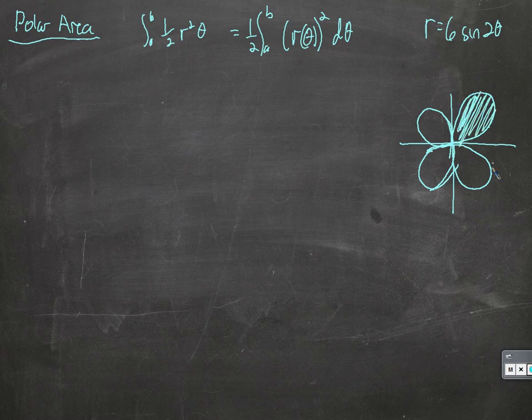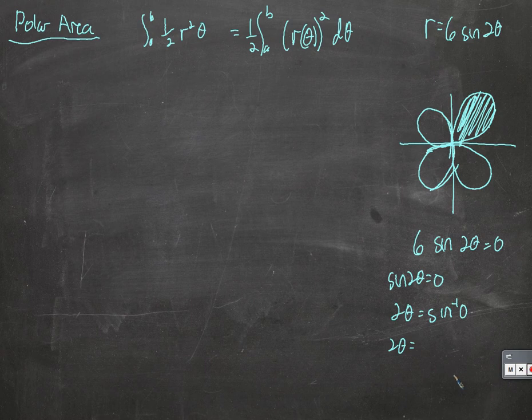Then we want to find the area of this petal right here, and we can see that it happens between 0 and pi over 2, or we can ask, when will this function, which gives me r, give me an r of 0, and find all the places where that happens. So I just solve for theta. Okay, sine of 2 theta equals 0 when I divide by 6. 2 theta equals the inverse sine of 0. So when is the sine 0? At 0, at pi, at 2 pi, at 3 pi, 4 pi, 5 pi, 6 pi, any multiple of pi, right? Then we divide by 2, theta is equal to n pi over 2. Let me rewrite that.